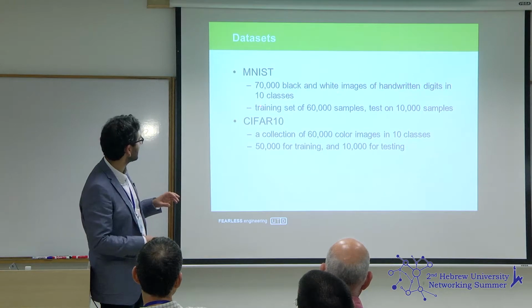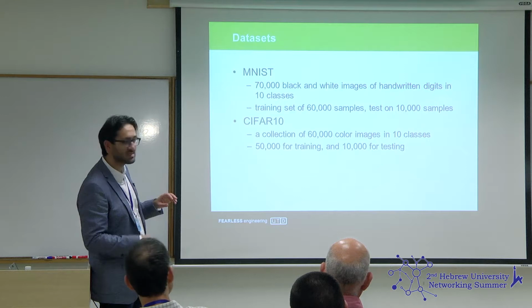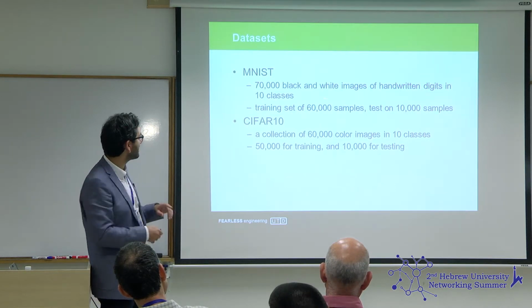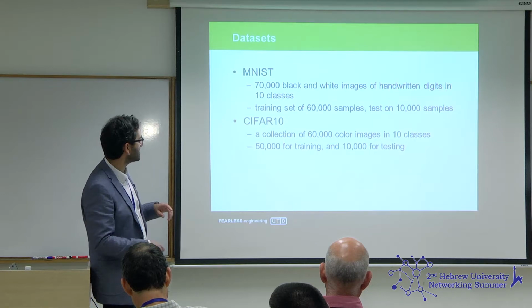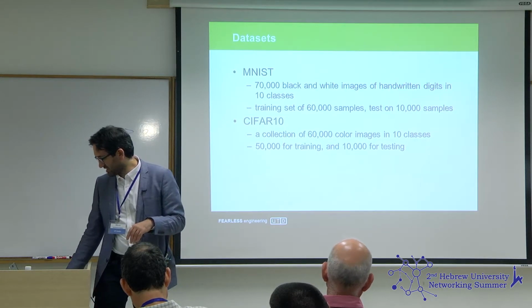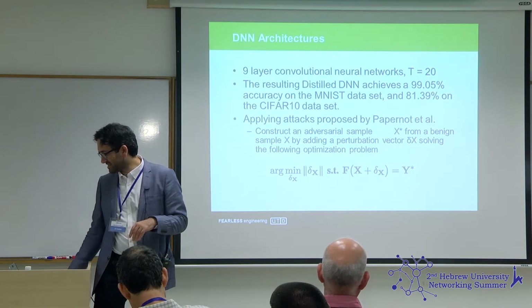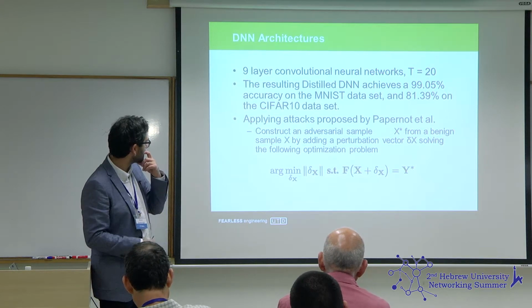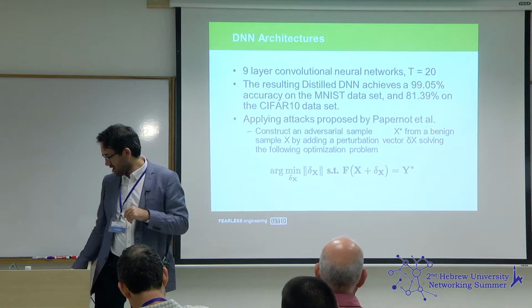What are these data sets? One is this handwritten digit data set with 10 classes, the digits 0 to 9. And then this is color images in 10 classes. You have this for training and this for testing. So this is what they use. And then in this scenario, they applied, I'm sorry, there's something out of the picture, they applied this Papernot attack I just mentioned.